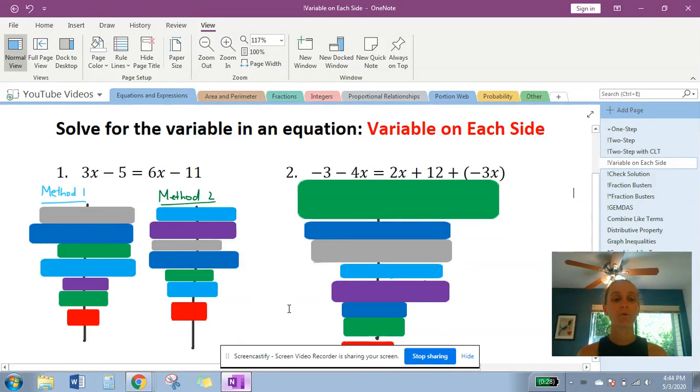Hi everyone, in this video we're working on solving for the variable in equations, and this is when there's a variable on each side. If this video is a little too difficult, then you can always go back to the two-step equations, and those ones can kind of lead you into these problems.